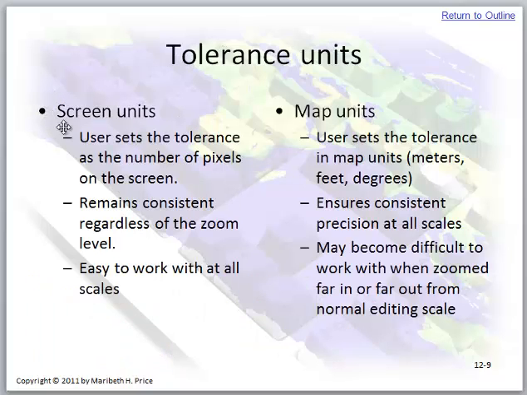Tolerance units. You can set it to screen units, in which the number of pixels on the screen helps it to remain consistent regardless of how much you are zoomed in, and it's easy to work with at all scales. Whereas map units, the user sets a tolerance in map units such as meters, feet, and degrees, and it ensures consistent precision at all scales. It may become difficult to work with when you're zoomed far in or far out from the normal editing scale. We will zoom in very closely, as you will see in the directions. I actually tell you what level to zoom into.